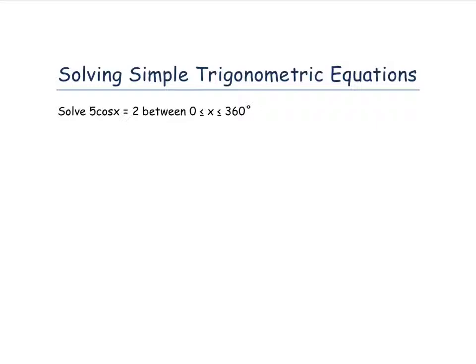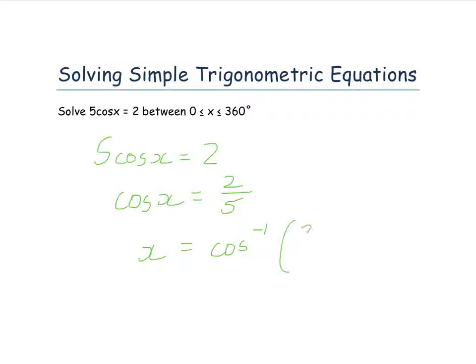So the first thing to do with our equation 5 cos x equals 2 is to rearrange this so we're just left with cos x on its own. What we need to do here is divide both sides by 5 to leave us with cos x equals 2/5. And to find out what the angle is, pick up your calculator and do cos to the minus 1 of 2/5. If you do, you get the answer x equals 66.4 degrees.